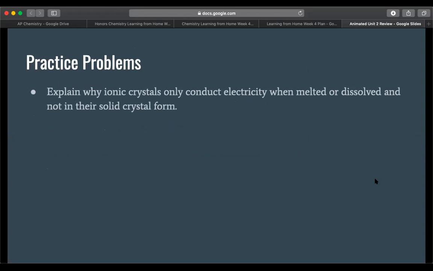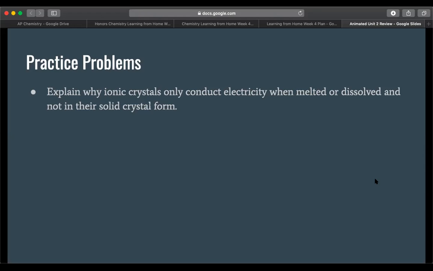Why do we think ionic compounds only conduct electricity when they are melted or dissolved and not when they're solid? There's more wiggle room for electricity to get through. Because they're so organized in the crystal lattice, the electrons can't pass through. Correct. But when they're separated or melted, the electrons can pass through.